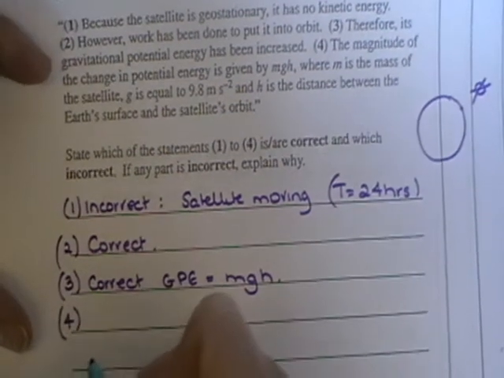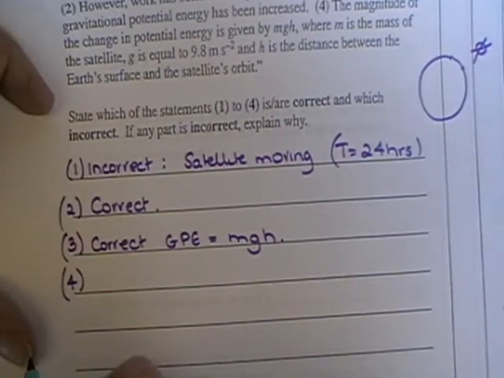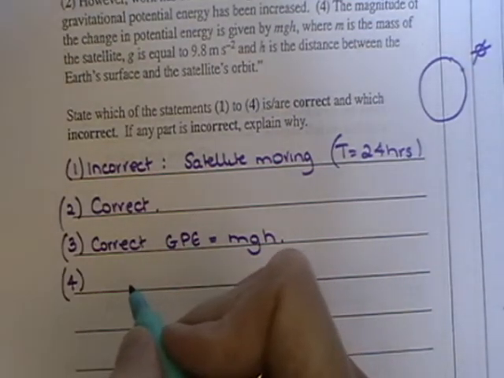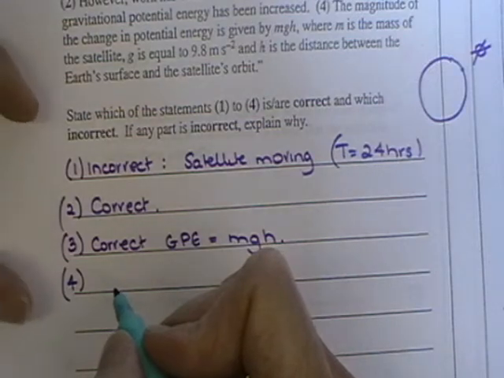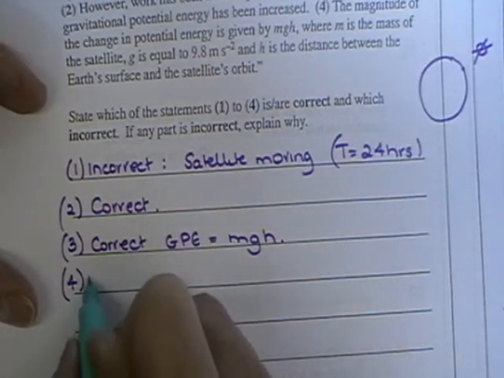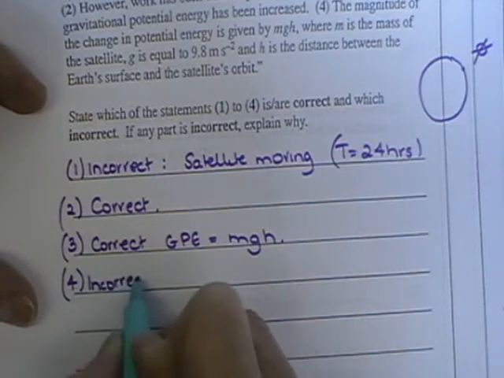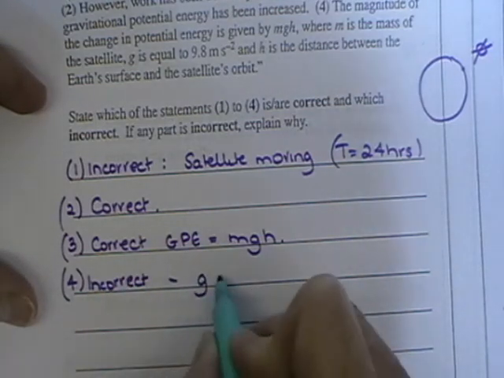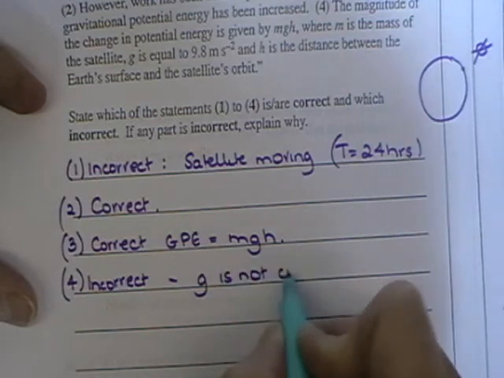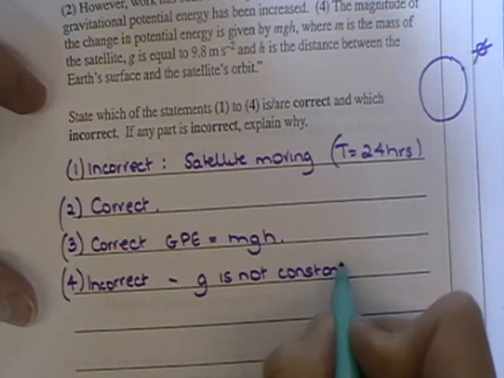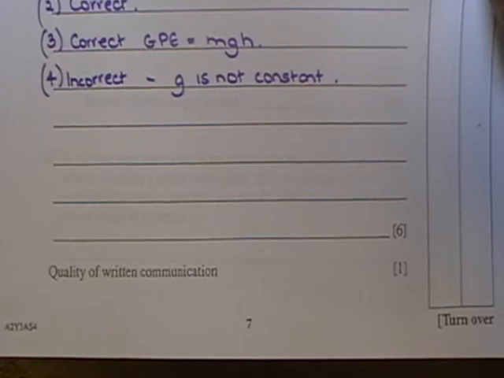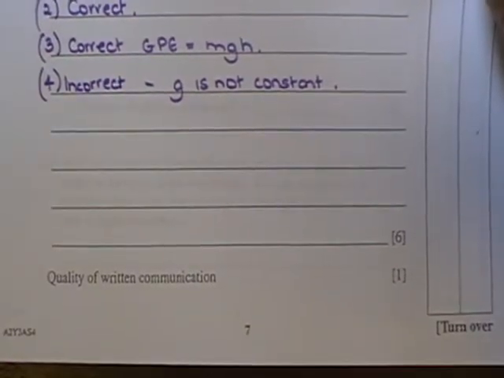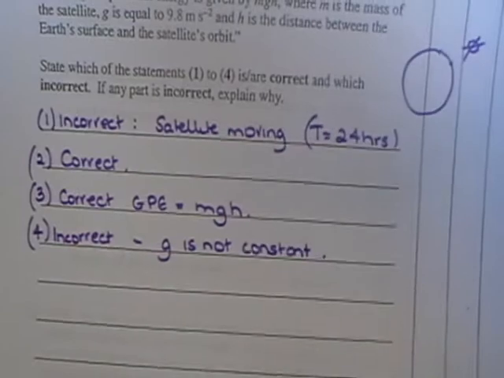And number 4, the magnitude of the change of potential energy is given by mgh, where m is the mass of the satellite, g is equal to 9.8, and h is the distance between the Earth's surface and the satellite's orbit. And this is incorrect. And the answer is because g is not constant. Now, you might see at the bottom of that question there's a mark for quality of written communication, and so therefore you should be writing that in fairly flowing sentences to get your mark there.